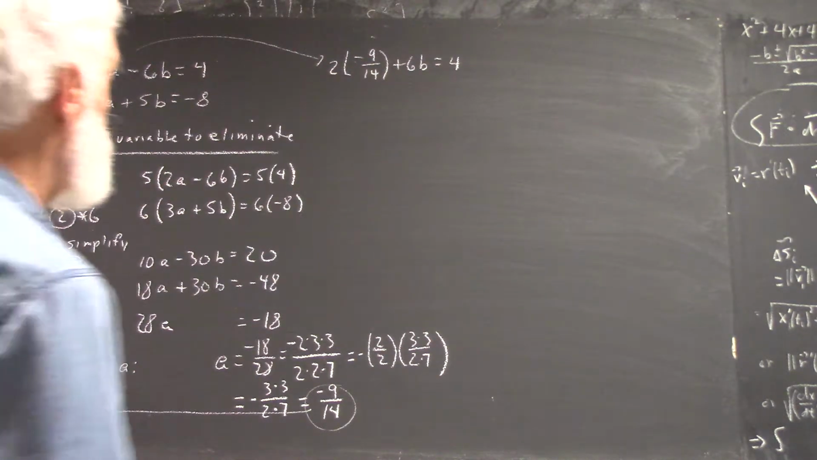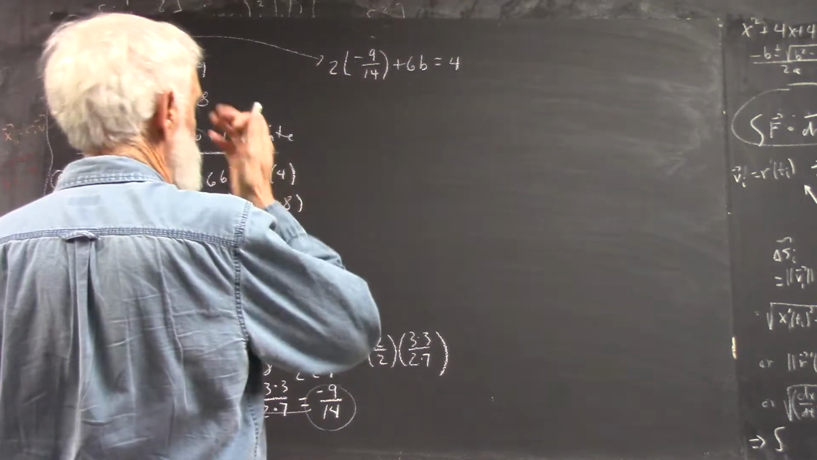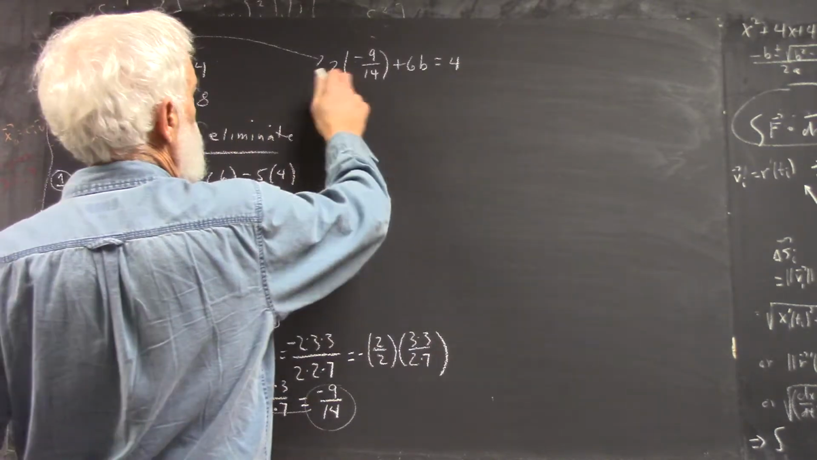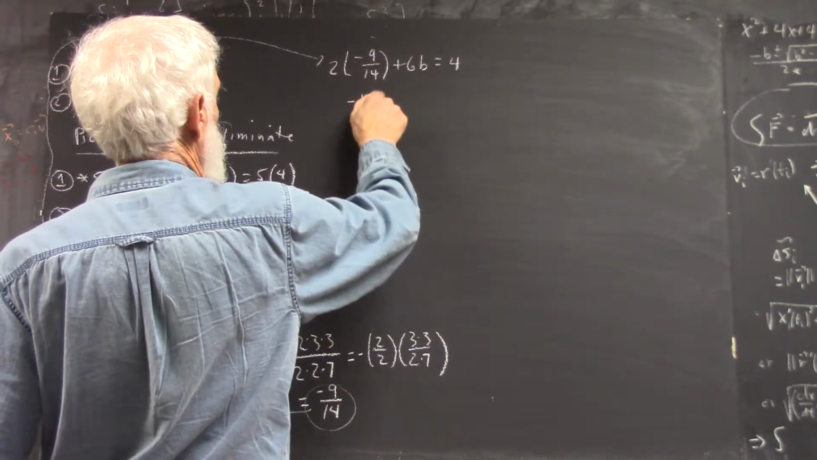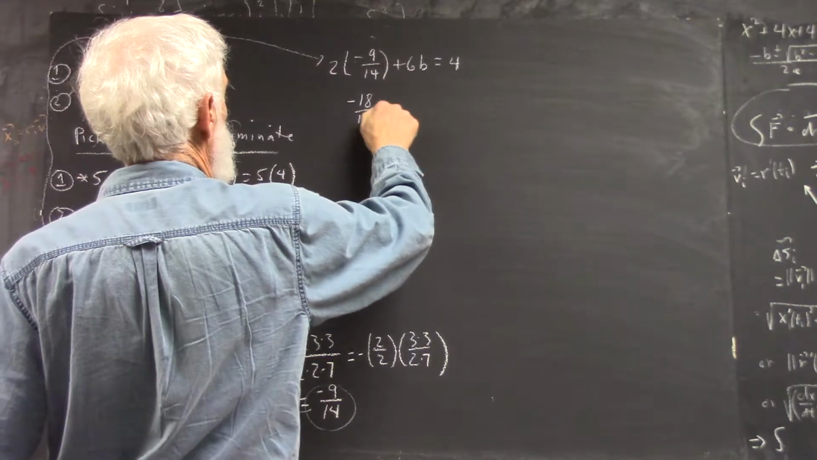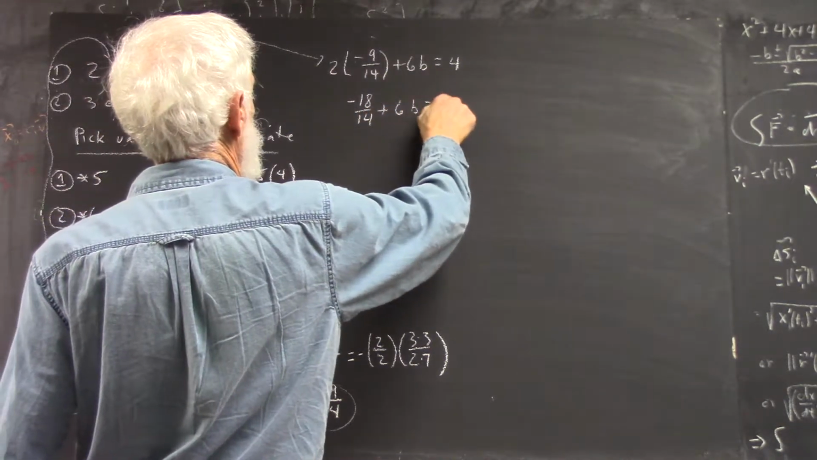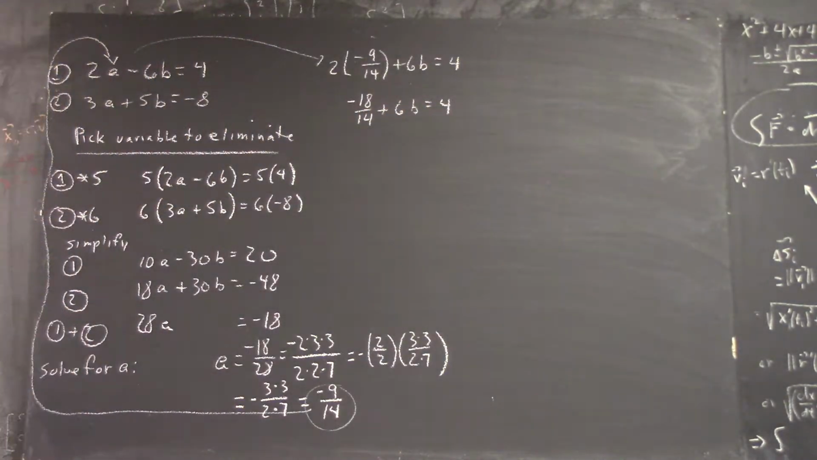Well, the first thing I would do with this is I would go ahead and multiply it by the 2. I get negative 18 over 14 plus 6b equals 4. Okay? Now, normally I would simplify that fraction, and it would be fine to simplify it to negative 9/7. Okay? Matter of fact, it'd probably be a good idea.